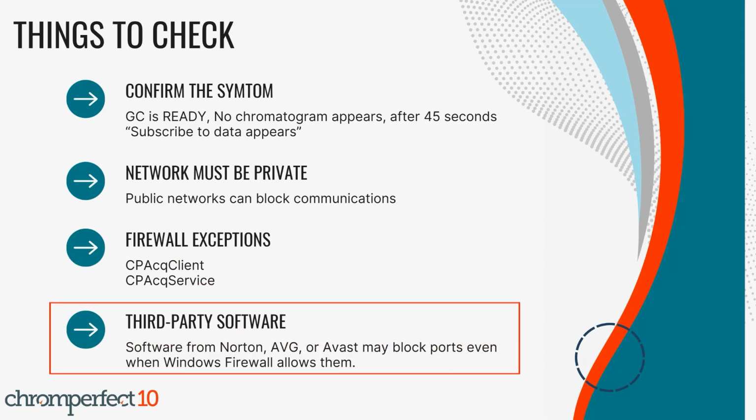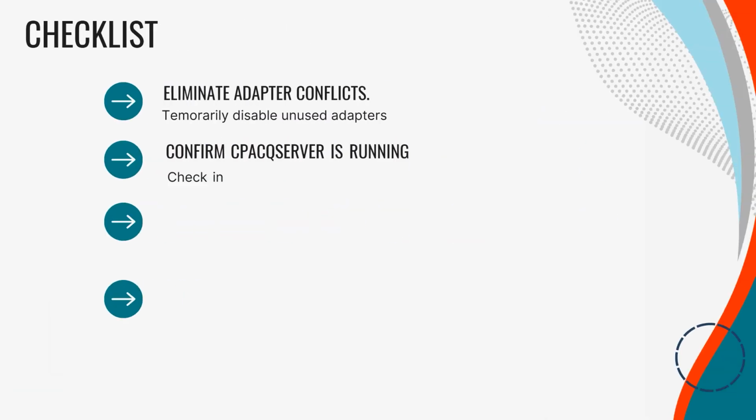Check third-party security software. Security suites like Norton, AVG, or Avast may block ports even when Windows Firewall allows them. Temporarily disable the third-party protection and retest for 2 minutes. If the chromatogram appears, re-enable protection and then add exceptions for the 2 programs we discussed previously: Chromperfect Acquisition Client and Chromperfect Acquisition Service. Also, add one for your Chromperfect data port. Your IT team may need to do this.